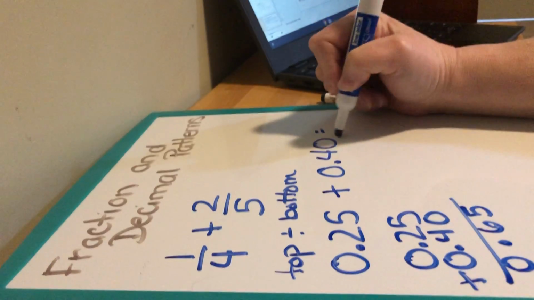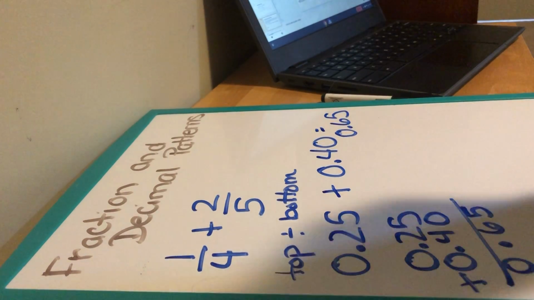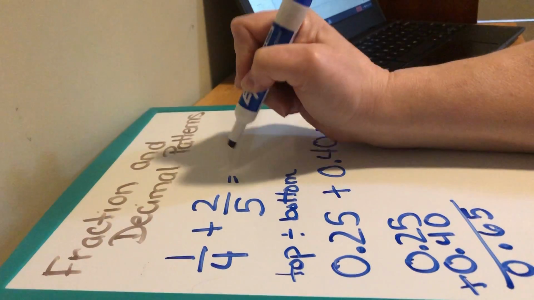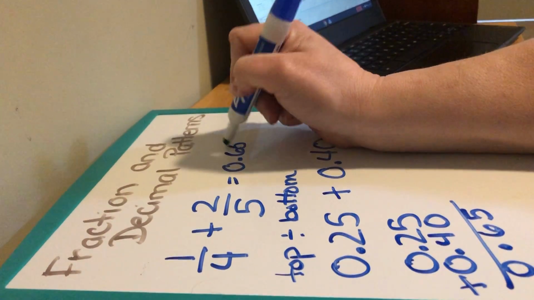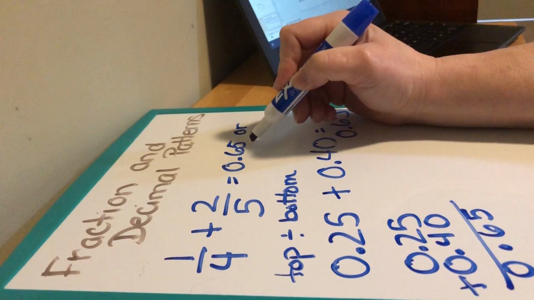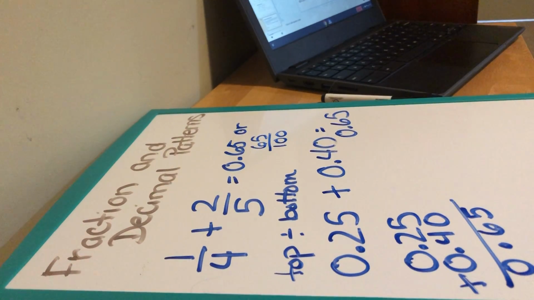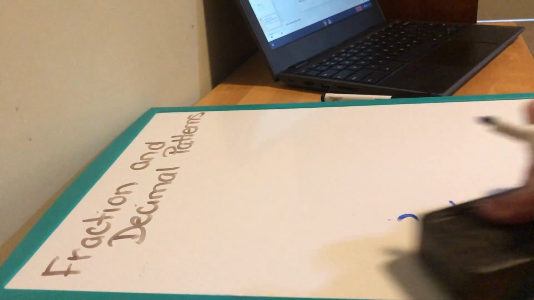So this is 0.65. So 1/4 plus 2/5 is actually 0.65, or as we learned last week, or yesterday rather, we can make that 65 over 100 if we want to put it back into a fraction. All right, there's one more question on there. So that kind of explains page 8.